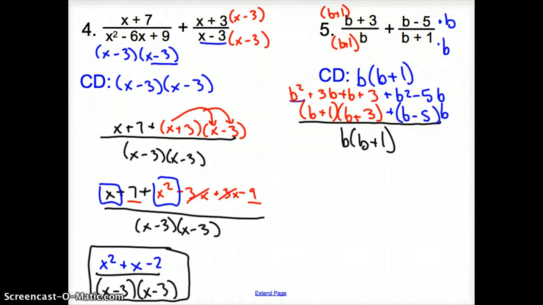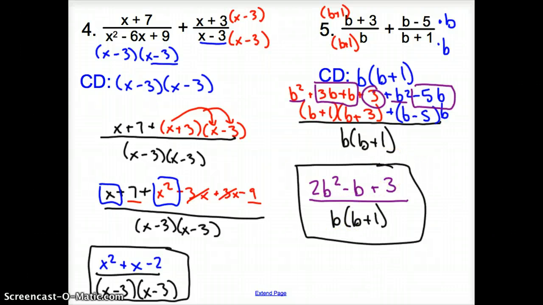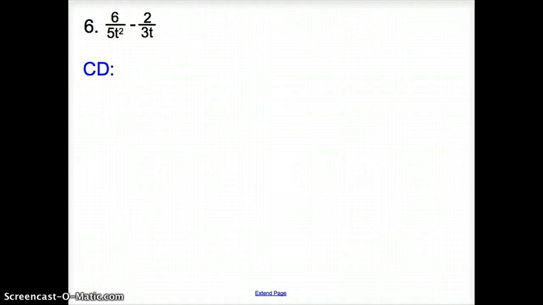We have this and this being added together, so it's going to be a 2b squared. We have all of this plus all of this to make a negative b. And then finally we have this little guy plus 3 hanging around. What's that go over? Your common denominator of b times b plus 1. Simplified right here. One more, hang in there, guys.